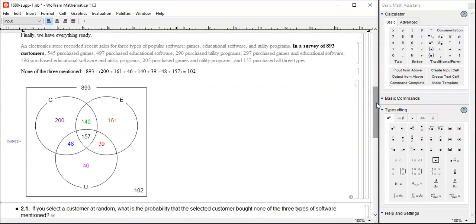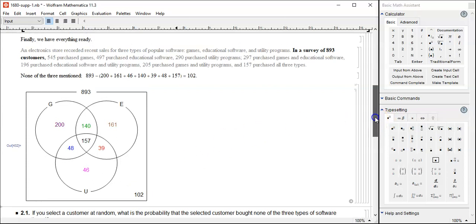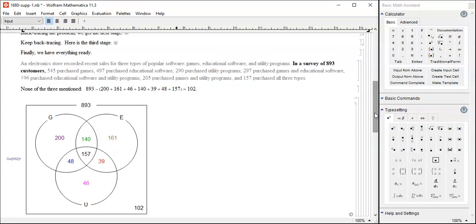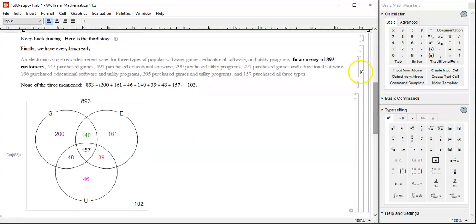What did I end up with? I ended up with 102 people who are not counted in any of these three circles. So those people purchased none of these three. No game, no educational software, no utility. Maybe something else, like purchased some DVDs, or, come on, that's too old school. Maybe purchased 3 terabyte memory, something, whatever. It's not software. Whatever that are not counted in those G, E, or U.